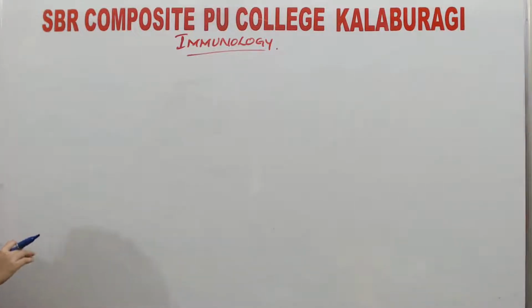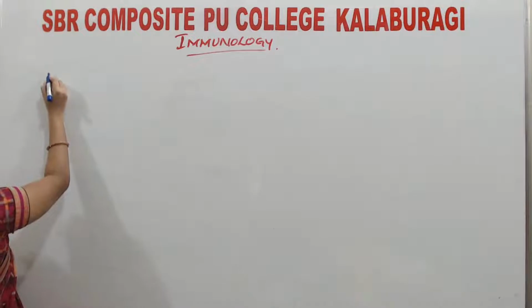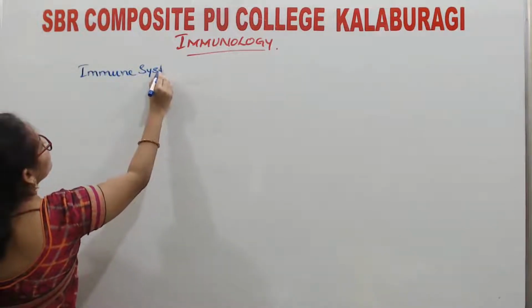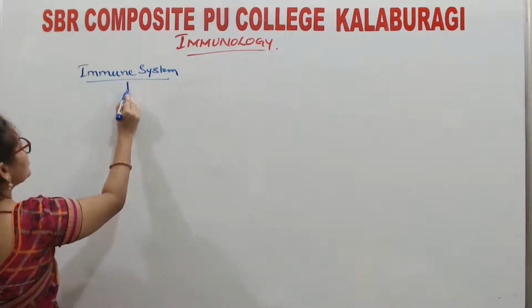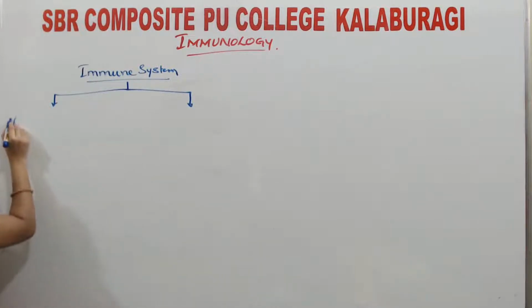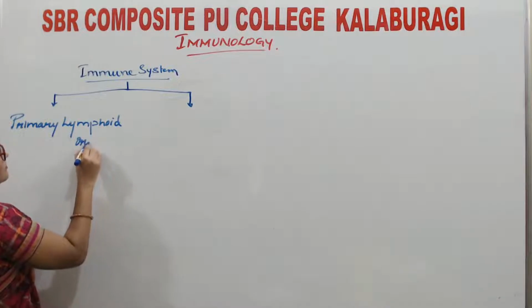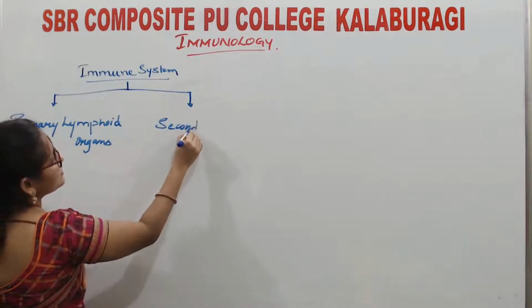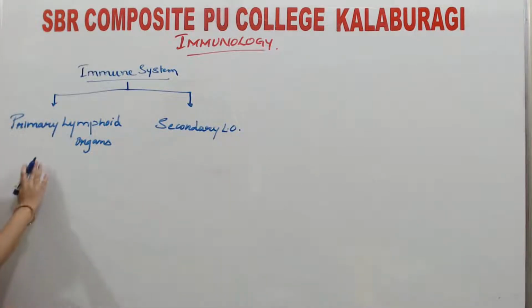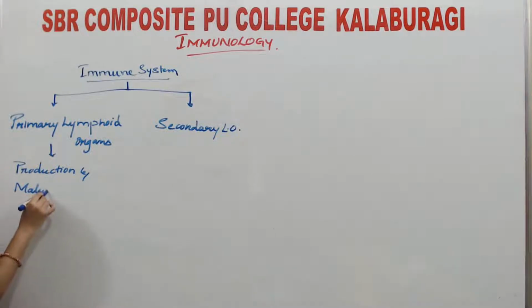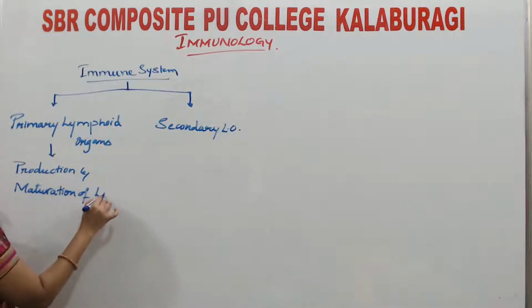See here, I'm talking about our immune system. Our human immune system consists of primary lymphoid organs and secondary lymphoid organs. Primary lymphoid organs are the organs which help in the production and maturation of lymphocytes.